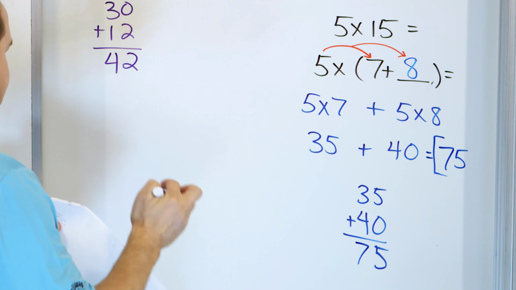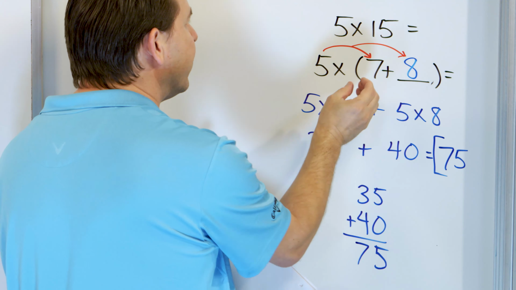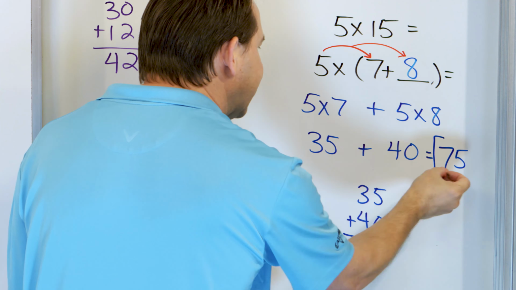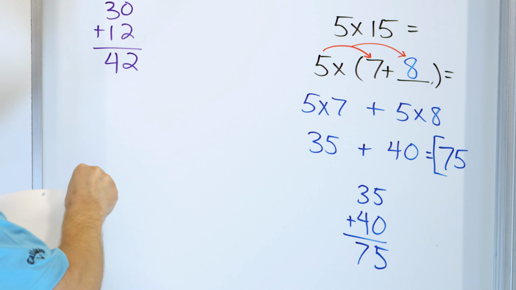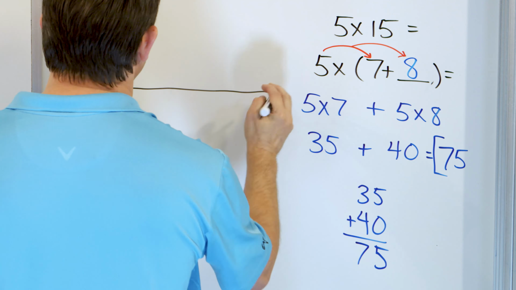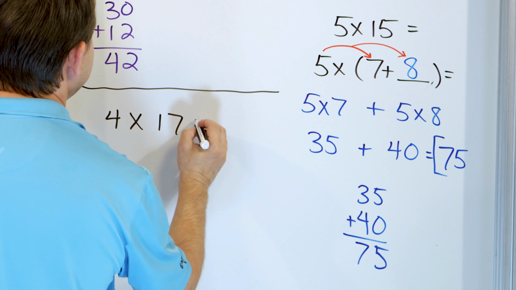That's the final answer. And that's an example of a problem I don't know the answer to ahead of time, but I can get the answer by breaking this up into smaller multiplication problems that I can then find the answer to. All right, we only have one more problem. Let's say we have 4 times 17. What does that equal to?